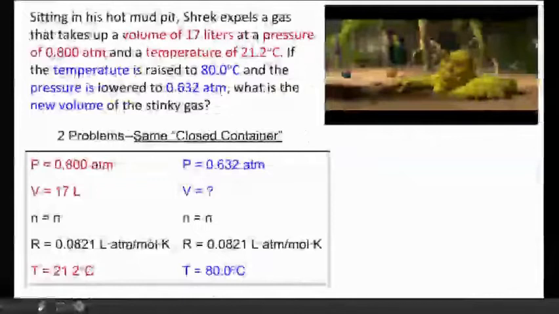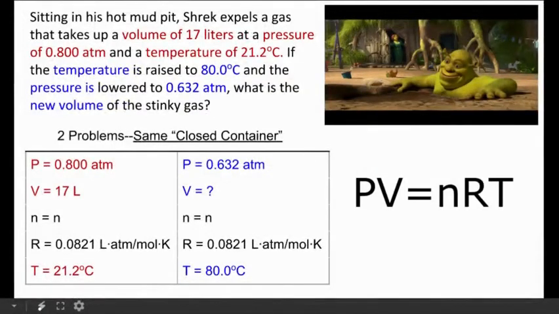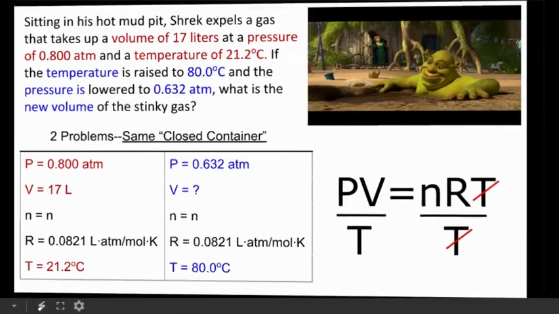Now that we have values for everything in the PV = nRT equation for the before and after conditions, we can solve for the variables that are the same in both problems, R and n. And we do this by dividing both sides by T. We want to get n and R together on the same side without anything else. So let's divide by T, and T will cancel, leaving us with n and R on the same side of the equation, and we've moved T to the left side.